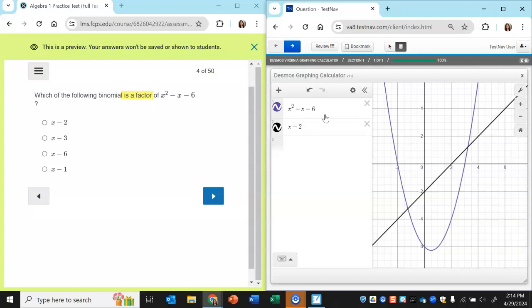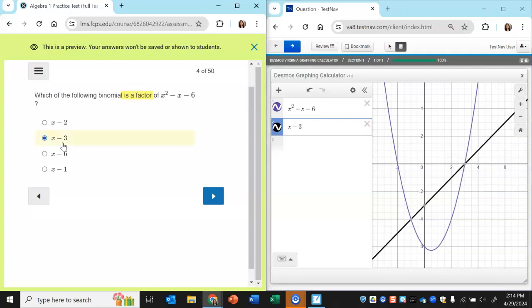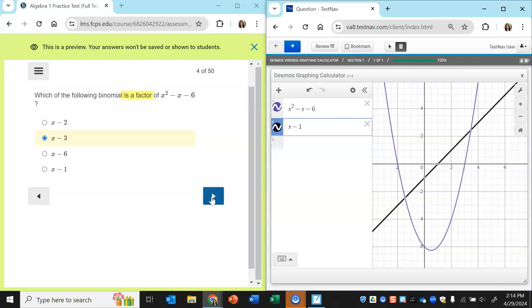x minus 3, let's see what that is. Yep, that's a factor because they both have the same x-intercept. You can try the rest of them, but they're not going to work. Oh, I'll try it for you. See, not the same x-intercept, and not the same x-intercept.